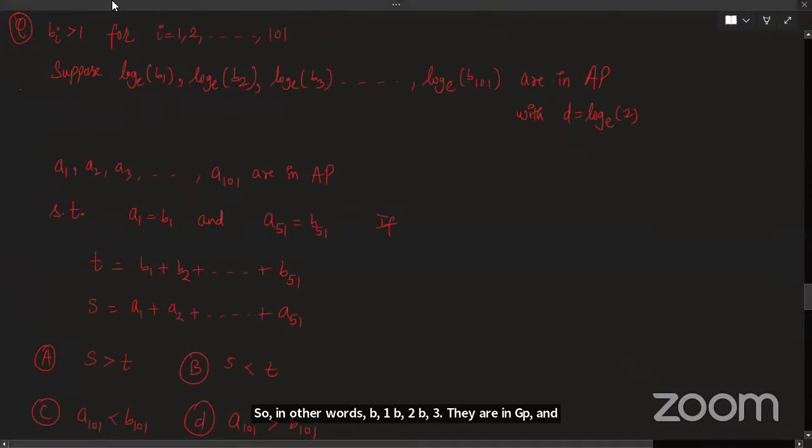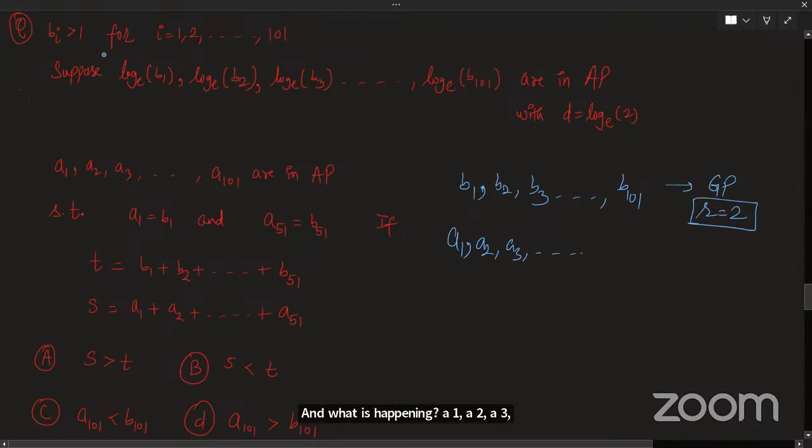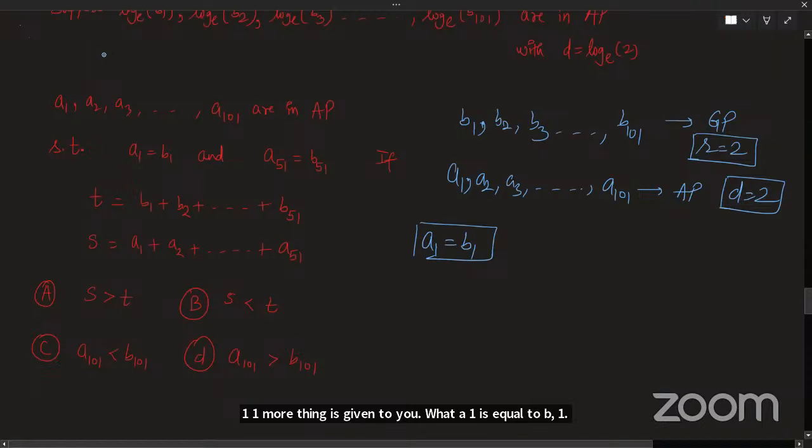So now just think of it like this. I'll just solve it here. See, B1, B2, B3 till B101 are in GP and their common ratio is 2. Fine. And A1, A2, A3 till A101 are in AP and their common difference is 2. Fine. One more thing is given to you: A1 is equal to B1. Your first terms are the same and your 51st terms are also the same.